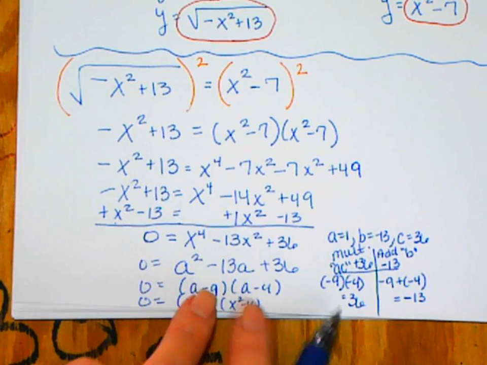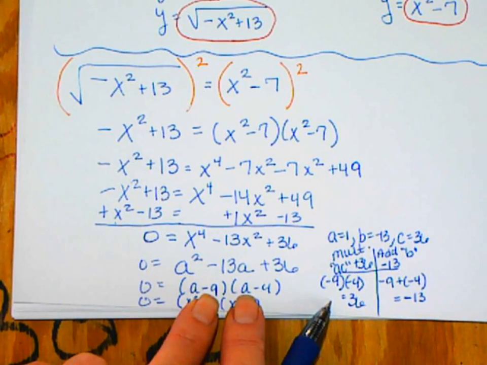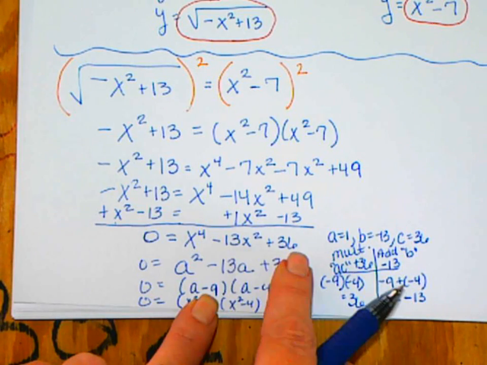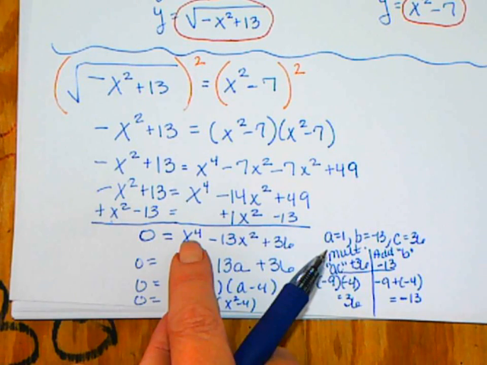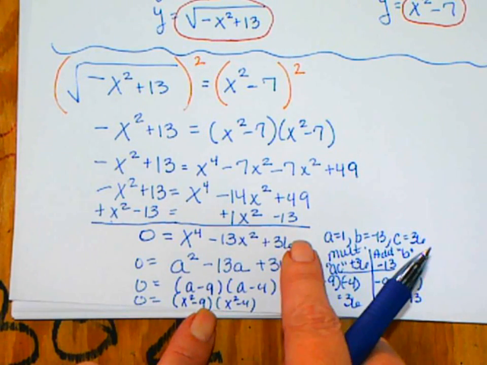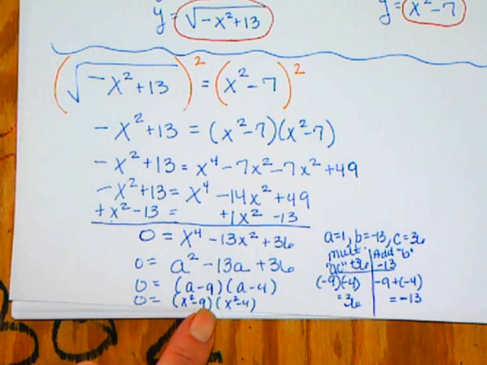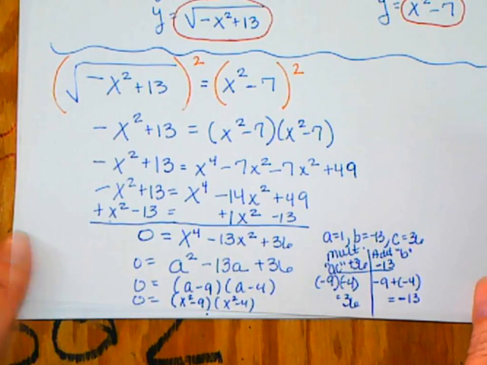Because think about it. If we did a minus 9 and a minus 4, if we FOILed that, would we end up with what we started with? X to the fourth minus 13x squared plus 36? No. But x squared minus 9 times x squared minus 4, if we FOILed that, first times first gives us x to the fourth. Last times last gives us positive 36. We could do the whole thing, right? And that would give us what we started with.